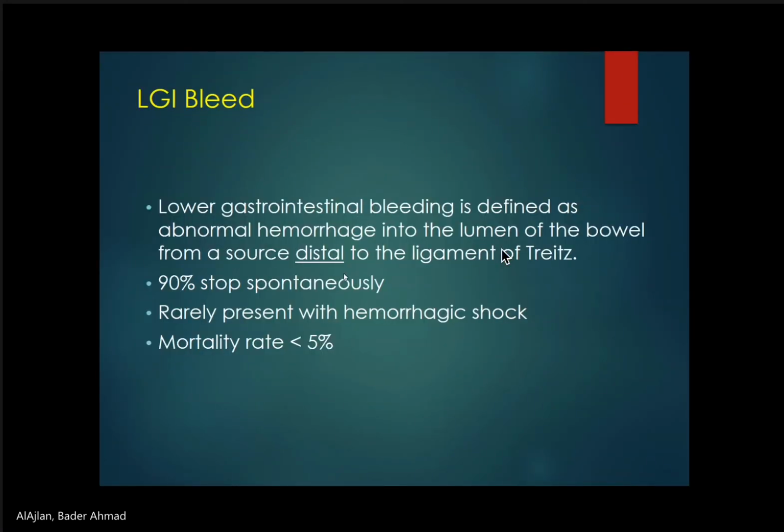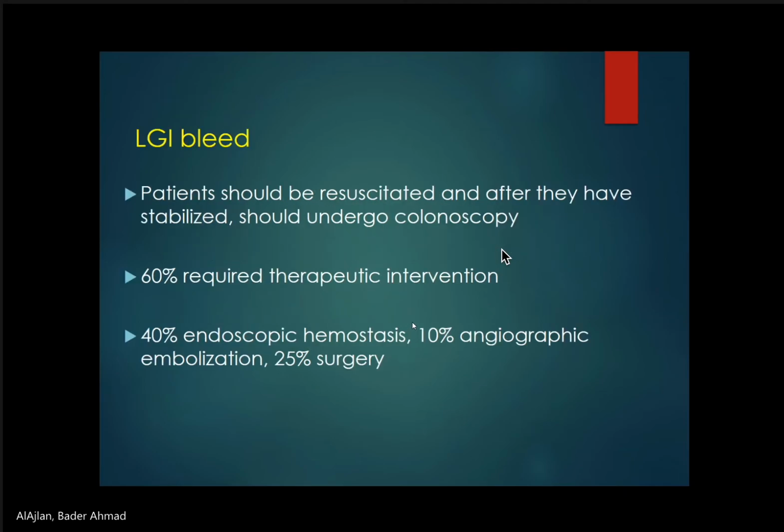Now I'm going to talk about lower GI bleed. We know lower GI bleed, as I just mentioned, is distal to the ligament of Treitz. 90% of this bleeding stops spontaneously. Mortality is less than 5%. They can present with hemorrhagic shock sometimes, although it's rare, but it can happen.